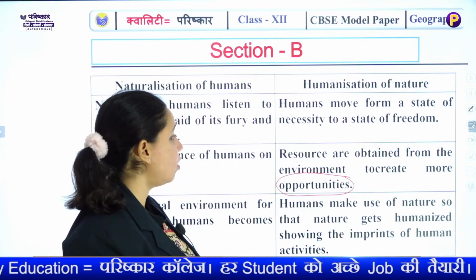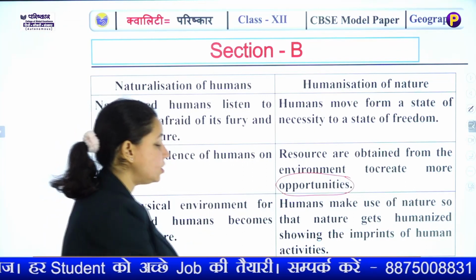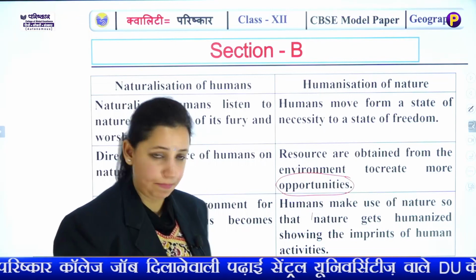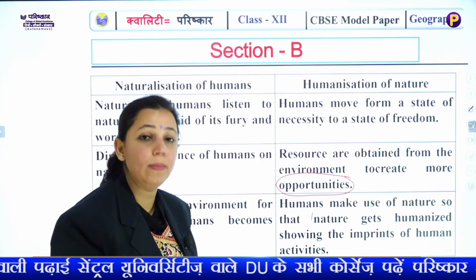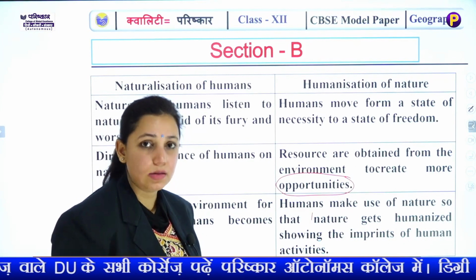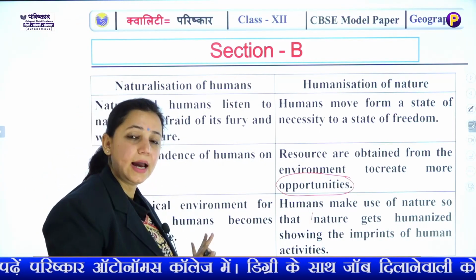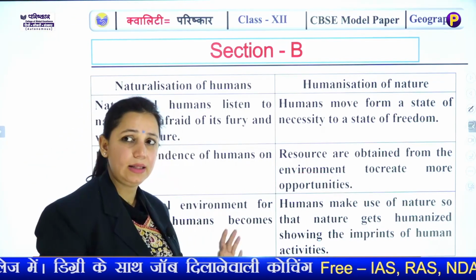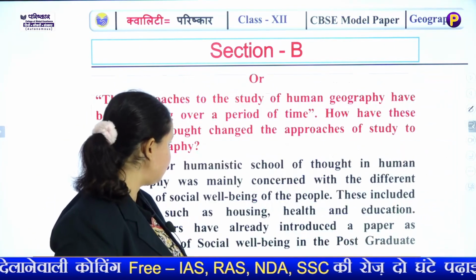Here humans make use of nature so that nature gets humanized. Now nature is getting humanized. They are blending nature according to them, and they are showing their imprint. They are leaving human imprints on nature itself. So they are exploring, and of course they are exploiting also. And here they are simply following the commands of nature. So this is the difference between them. You can concise it and write it in your short answer types.